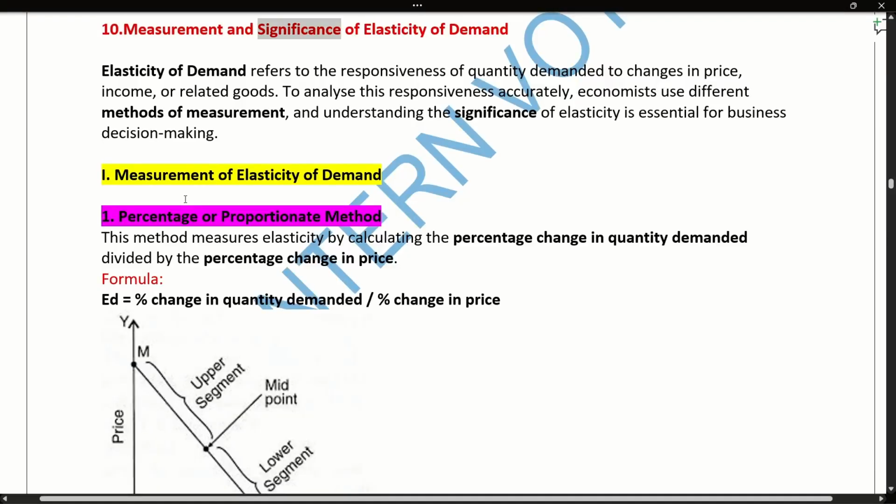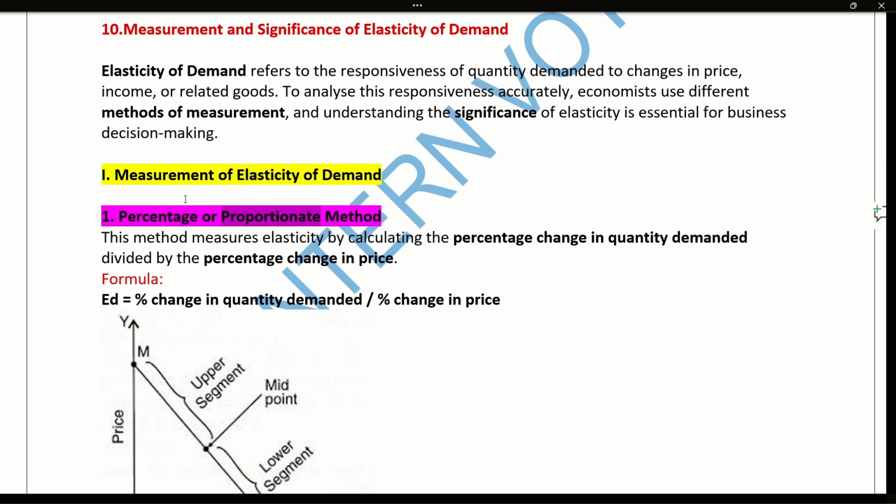Measurement and significance of elasticity of demand. Elasticity of demand refers to the responsiveness of quantity demanded to changes in price, income, or related goods. To analyze this responsiveness accurately, economists use different methods of measurement, and understanding the significance of elasticity is essential for business decision making.